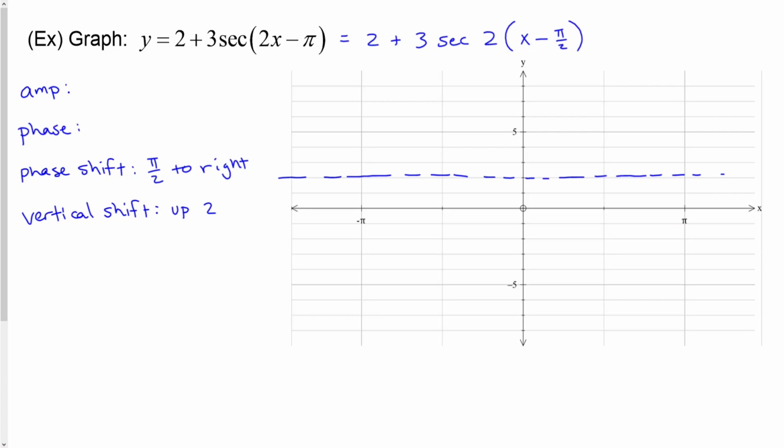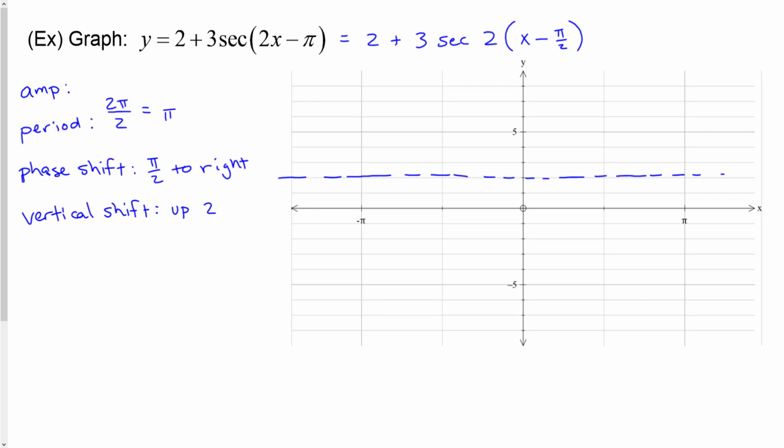The phase shift, oh, sorry, I don't know why I called that phase. The period change. The period here normally is 2 pi, but since we have that multiplier of 2 on the inside of the function, the period is now pi. So it's only going to take pi units to complete one full cycle.